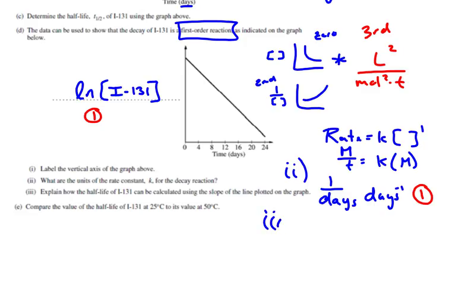Triple I. Almost done. Explain how the half-life of I-131 can be calculated. Now oh my God, they're going out of their way. Using the slope of the line plotted on the graph.